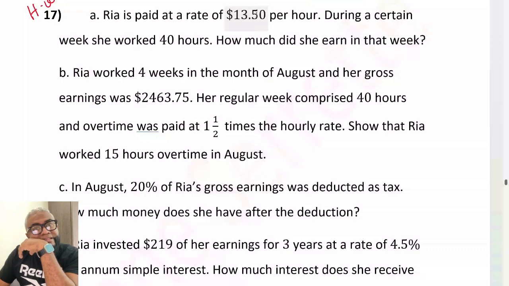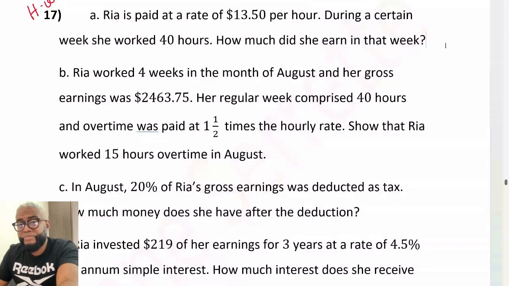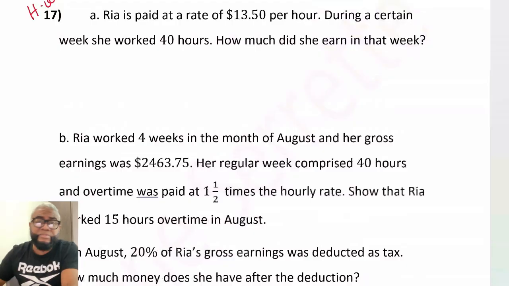Ria is paid at a rate of $13.50 per hour. During a certain week, she worked 40 hours. You see how all the questions for all years in CXC use 40? How much did she earn in that week? Simple. Again, I'm going to put my work in there because I'm on recording.